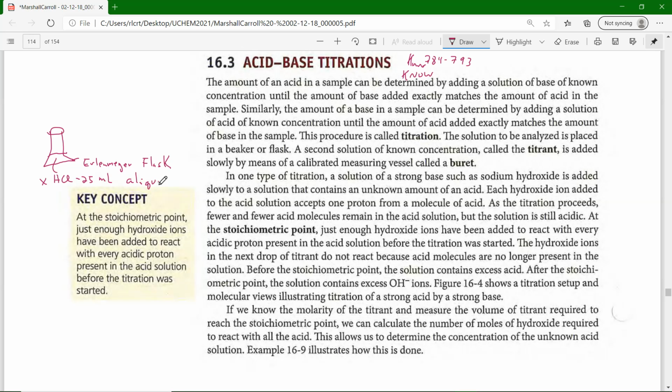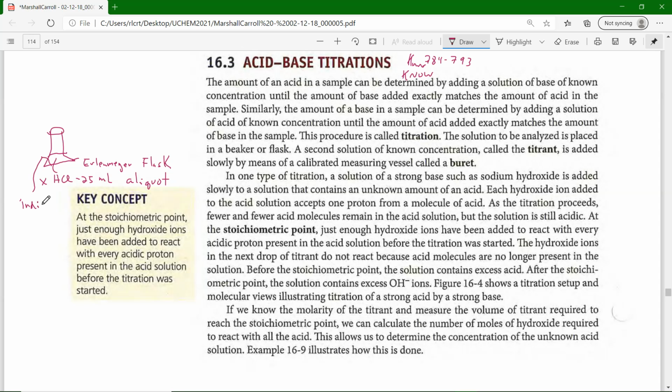Some old people like me call it the aliquot. A sample of HCl is placed in an Erlenmeyer flask. We don't know what the concentration of the HCl is, and so we do a titration. Another use of titration is not knowing what the identity is of the chemical and using the data to get the identity.